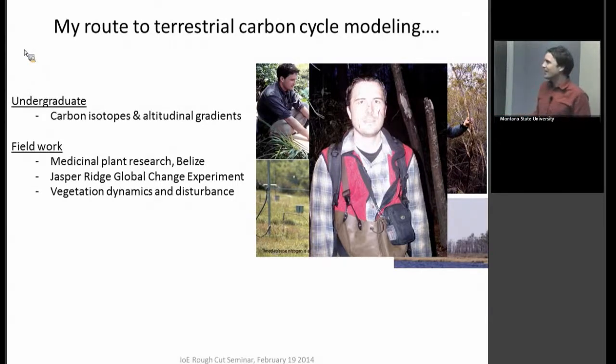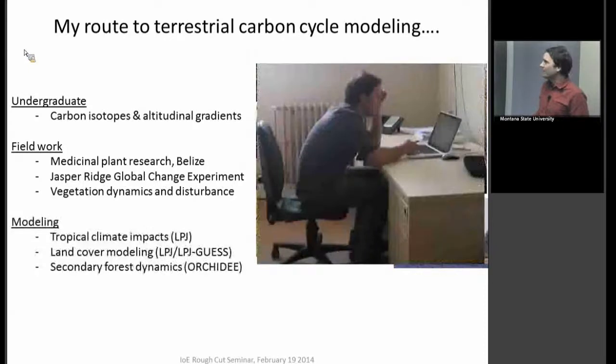Then I switched to a computer model. I decided to look at climate impacts of tropical systems, focusing on the Amazon dieback issue. And then, globally, looking at land cover and how we're using different land cover maps to initialize models or to look at annual time series of land cover change and how this affects carbon emissions.